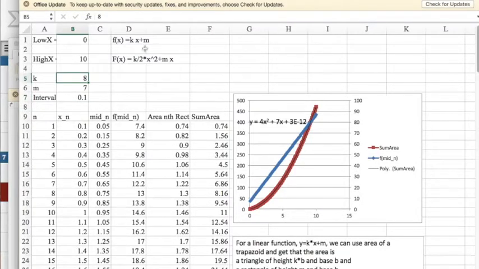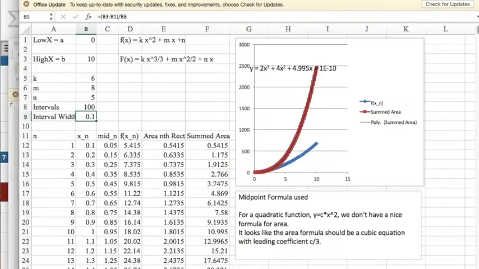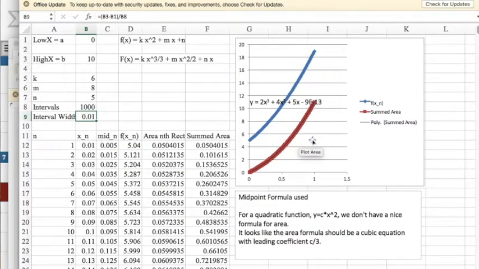So in terms of looking at this, I've got a basic function which is linear, and the area function which is quadratic. The coefficient of x turns into, I divide by 2 and get the coefficient of x squared, and the constant becomes the coefficient of x. If I try a cubic, once again I see the same basic thing going on. At this point, with the cubic, I want more intervals, so I'm going to go up to 1,000 intervals.